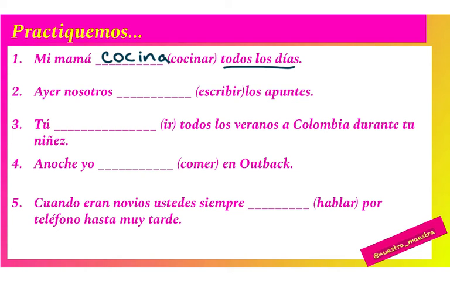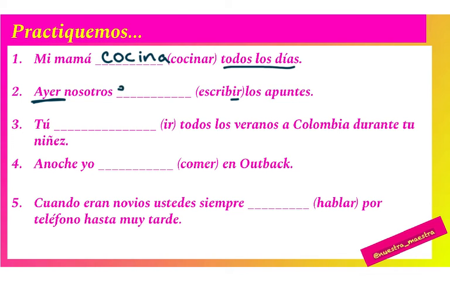Number 2. Ayer nosotros escribir los apuntes. Ayer is yesterday, letting us know it was in the past. And it's the nosotros form of an IR verb. Los apuntes are our notes. Y we wrote them yesterday.